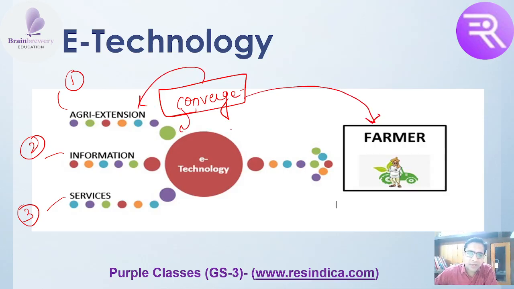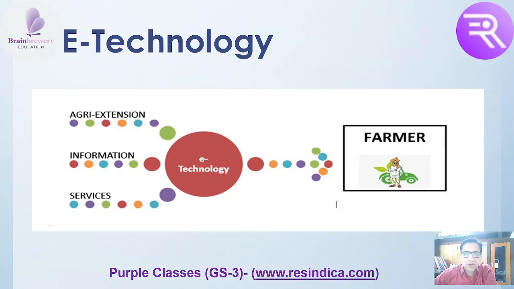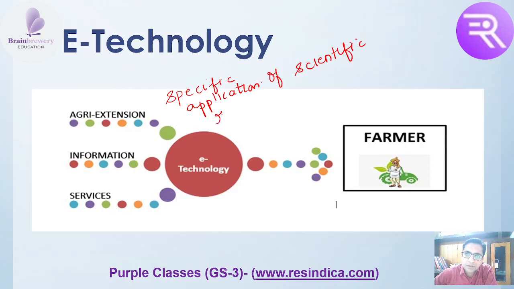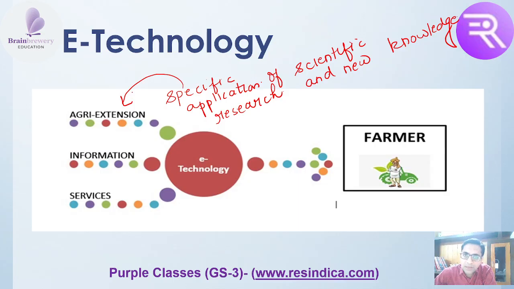Agriculture extension. Whenever we talk of agriculture extension, that means a specific application of scientific research and new knowledge to agriculture practices, right? So it's how we can use scientific information for application in the agriculture sector.